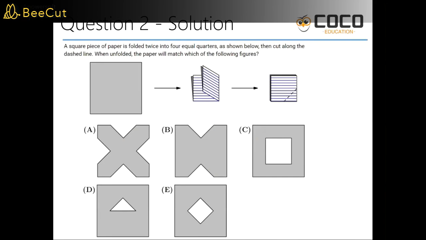Now, for question 2, so we folded this into 4 smaller squares. Right. So when you open it, these are the lines of the folding. Then they cut out a small triangle here. So in the original figure, this is the small triangle. So if we cut it out, there will be a small square in the center. So the answer is option E.